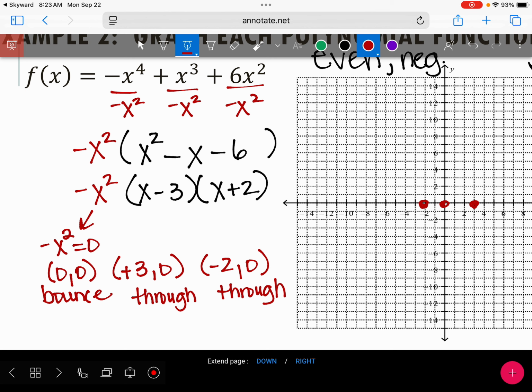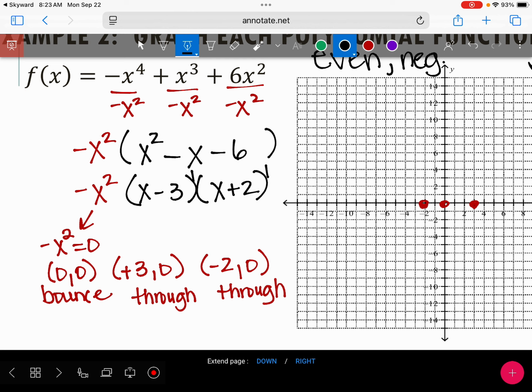All right, how do we know if it's going to bounce or go through? What are we looking at, guys? Anybody remember? The exponent on the factor. If it's an even exponent, it's bouncing. Both of these have a 1, which is odd, which makes them go through.